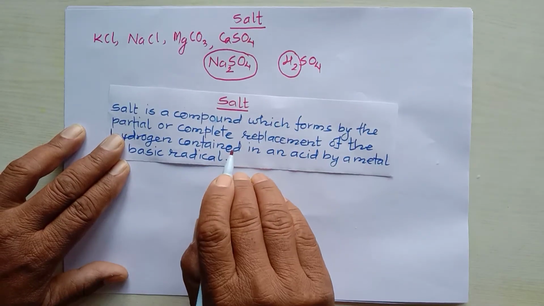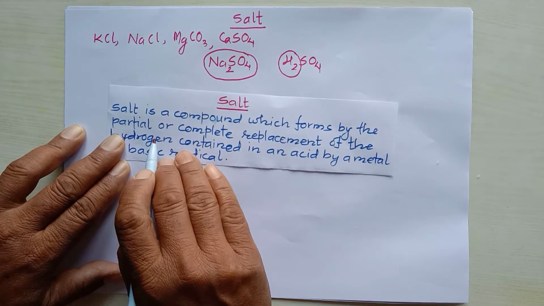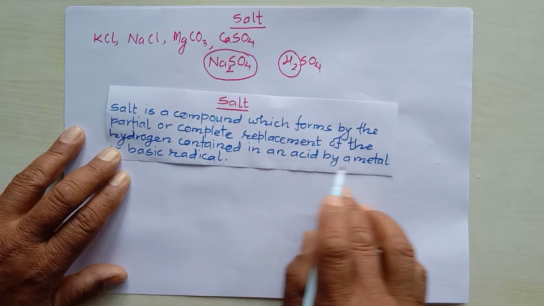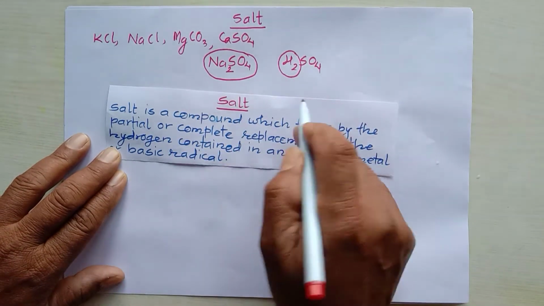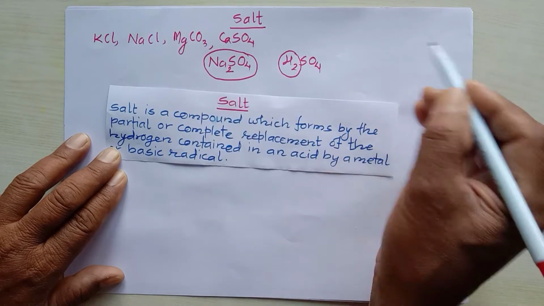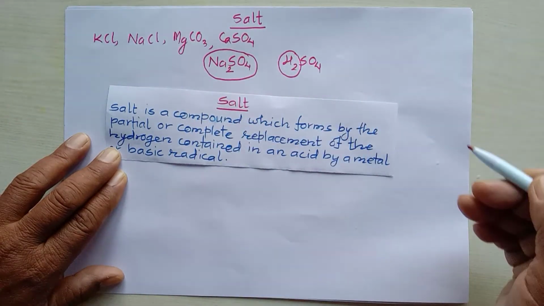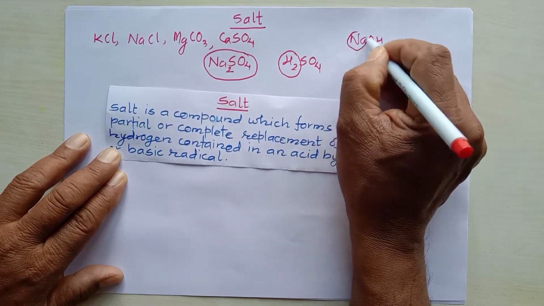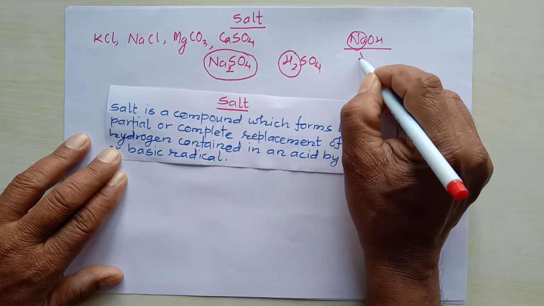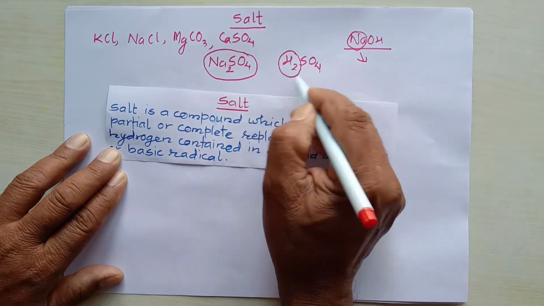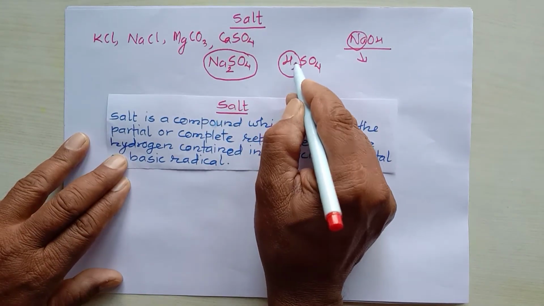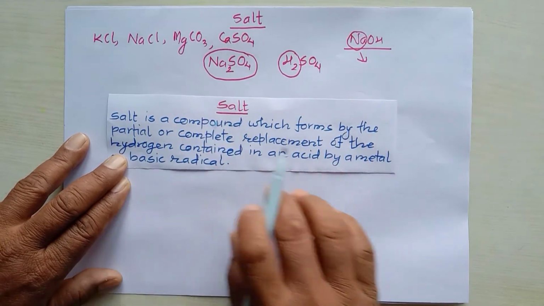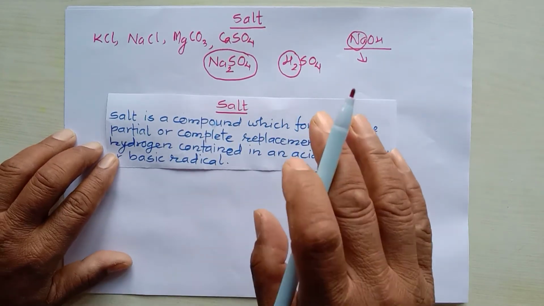Salt is a compound which forms by the partial or complete replacement of the hydrogen contained in an acid by a metal or basic radical. This metal is also called basic radical. The radical which comes from a base is called basic radical. Just for example, from sodium hydroxide, sodium comes. This is a base, and sodium comes from sodium hydroxide. That's why if this hydrogen is displaced by sodium, it is called hydrogen displaced by a basic radical. Okay, this is the common definition of salt.